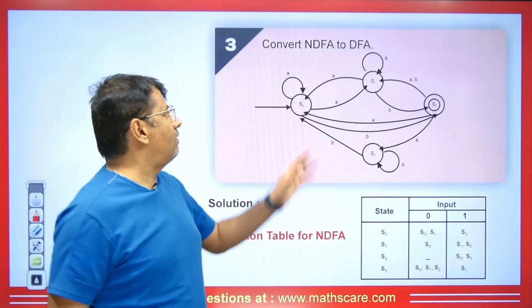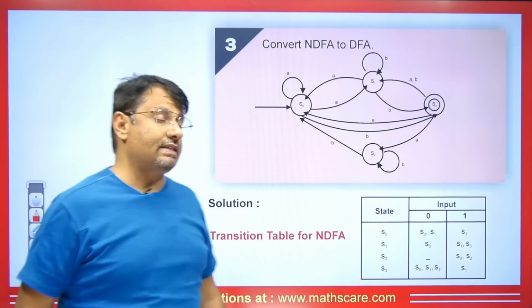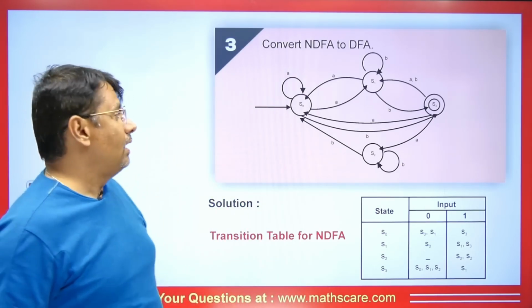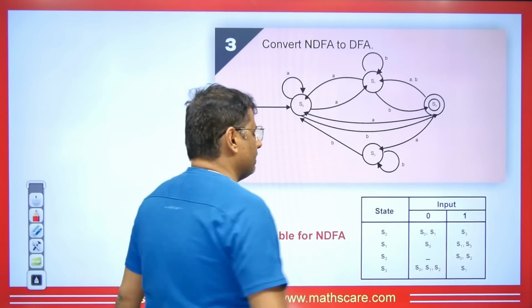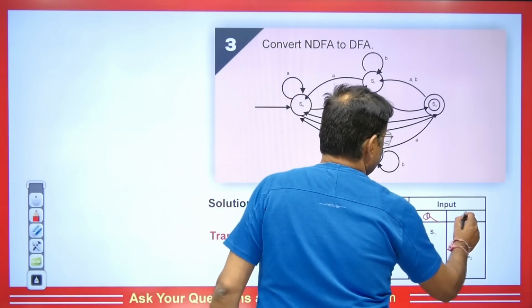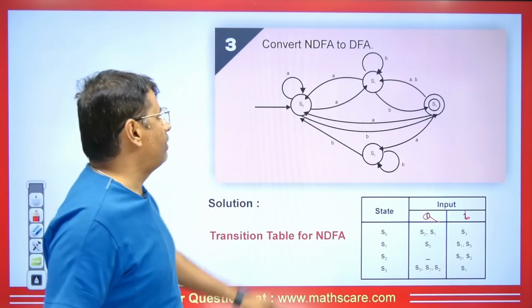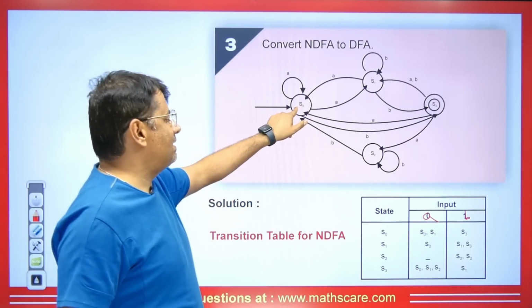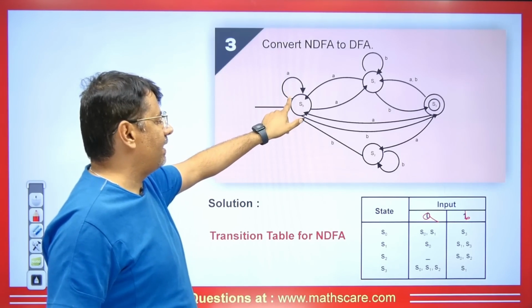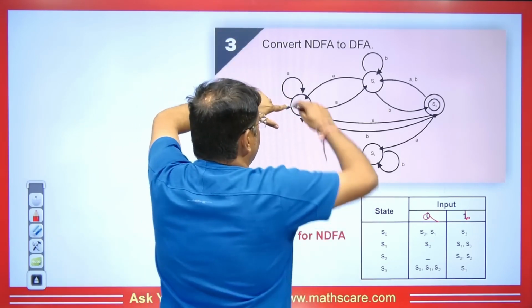The next question is converting NDFA to DFA. Here you are asked to convert NDFA to DFA. Here the input is given in the question as A and B. So we have two inputs given here that are A and B. Okay, students. Now let's look at S0 here. Look at S0 on input A. On input A, S0 is going to itself.